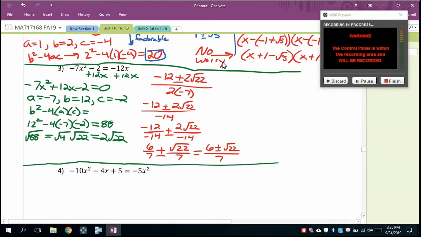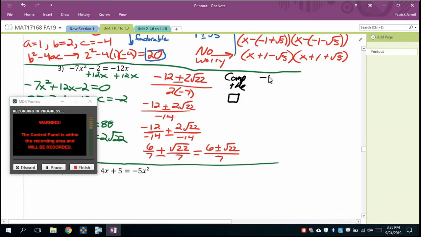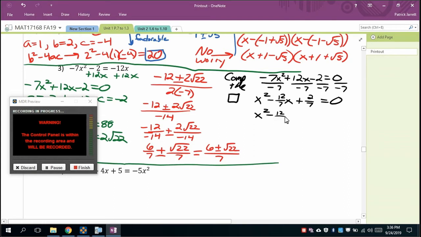Now, completing the square is going to be a fun one for this, but it's doable, like all of our problems. If we have negative 7x squared plus 12x minus 2 equal to 0, we're going to divide out by negative 7. We're going to divide every single term by negative 7. And that gives us x squared minus 12/7 x plus 2/7 equals 0. And then we'll have x squared minus 12/7 x equals negative 2/7.